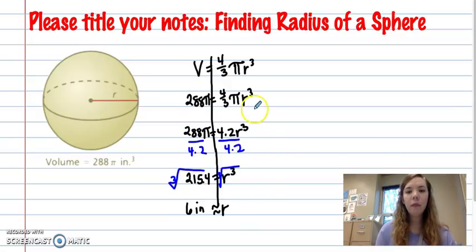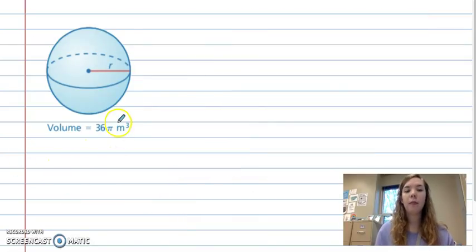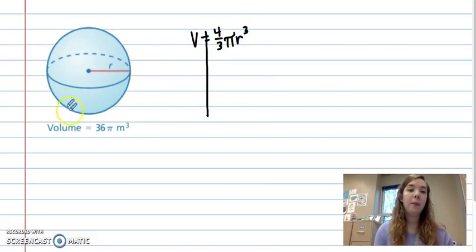Okay, so you'll have to be careful. When you're trying to get rid of a cube, you have to cube root. Before, we were trying to get rid of a square, so we were square rooting. So you have to know the difference. Okay, we're going to do a couple more examples. Again, I'm always going to start with my formula. And for a sphere, it's 4/3 pi r cubed. But depending on what shape you have, you'll be using a different formula.